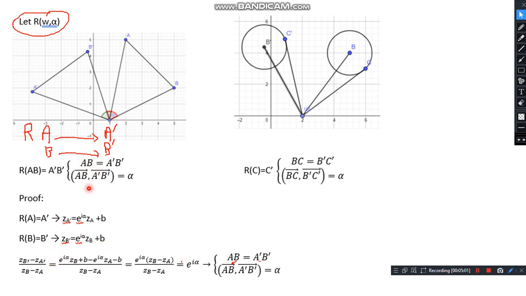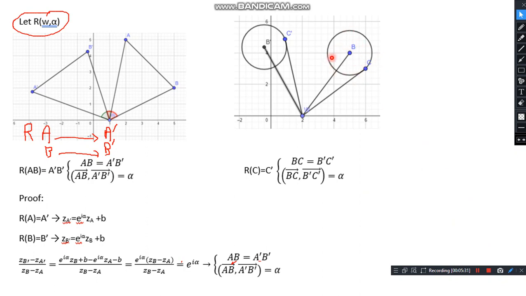To prove this, we're going to do the ratio (zb prime minus za prime) over (zb minus za). So this is zb prime, minus this is za prime. You can see b minus b cancels out. You can put e^(i alpha) in factor, and you have this common factor, which is equal to e^(i alpha). So it means that the angle between AB and A prime B prime is alpha, and the lengths AB and A prime B prime are equal. Okay, this is a proof.